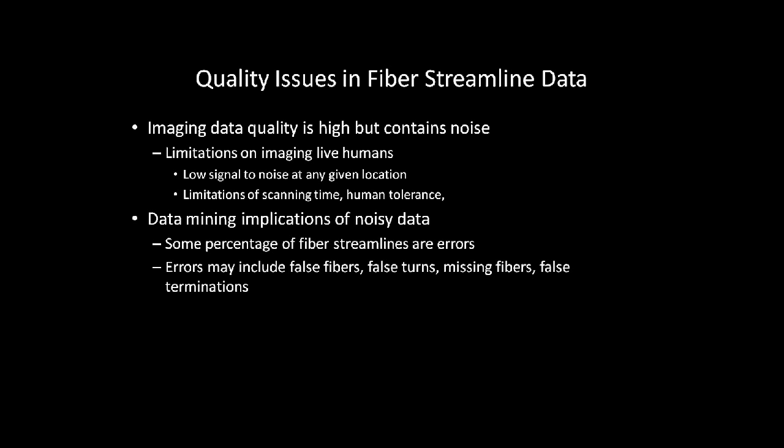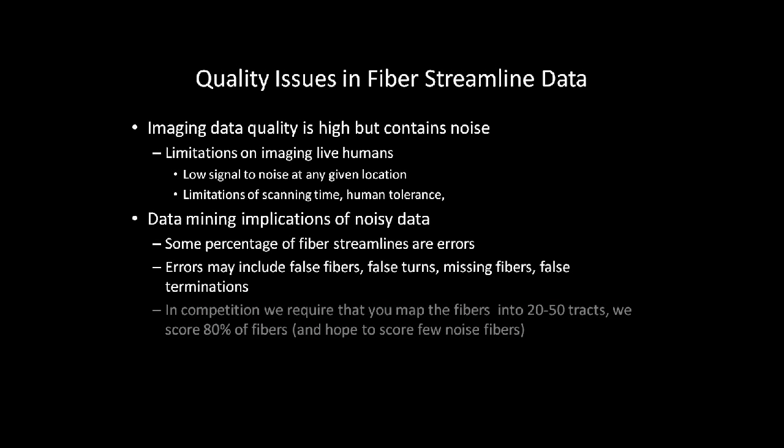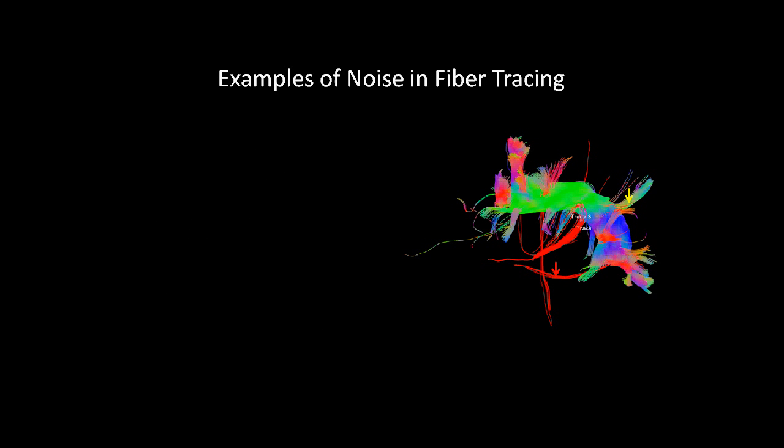Errors may include false fibers, false turns, missing fibers, false terminations in the data set. In the expert coding, the expert has tried to remove those from the test set that we're dealing with. In the competition, we require you to map the 20 to 50 tracks, and we'll score 80% of those fibers and hope that there are a few noise fibers in that set. This illustrates some examples of the noise fibers.